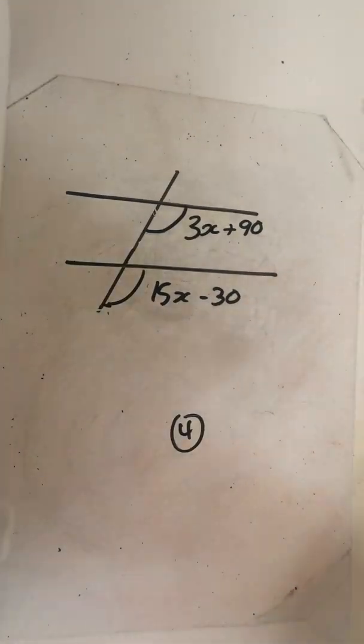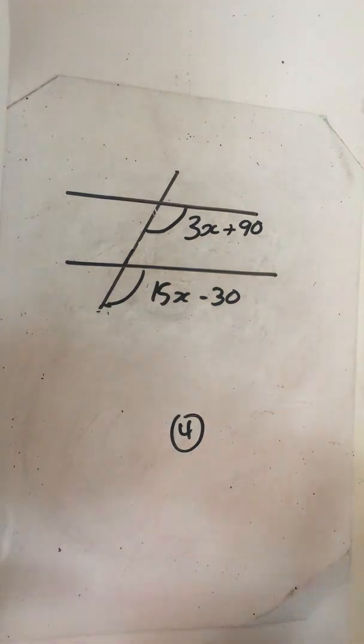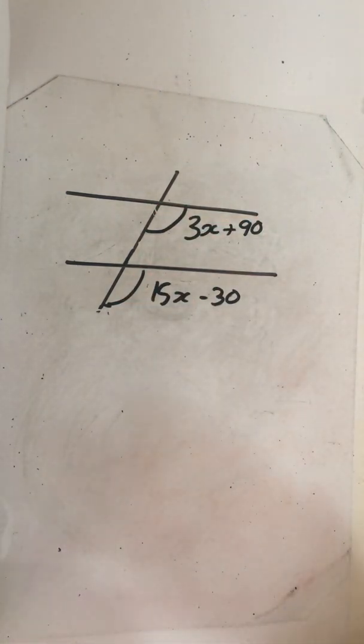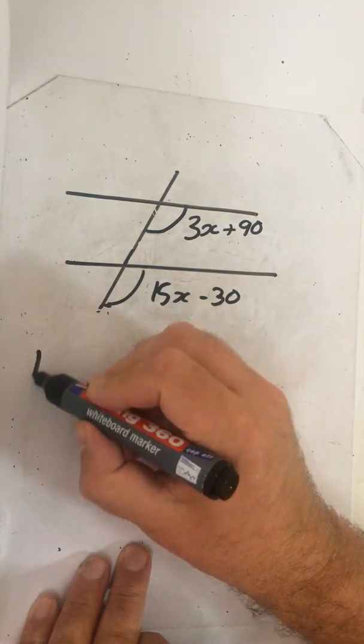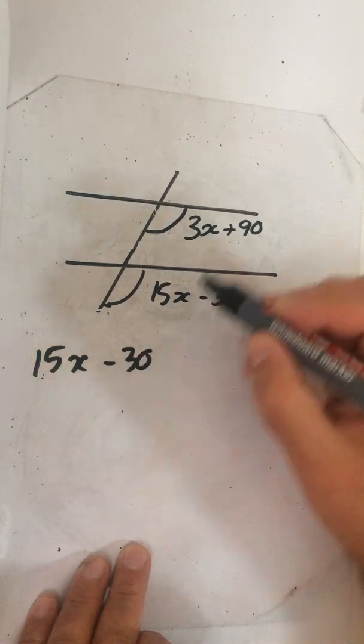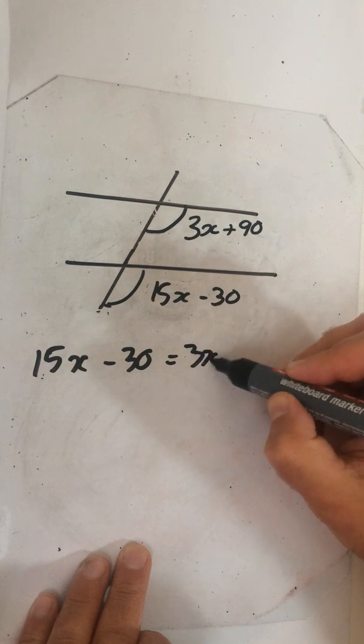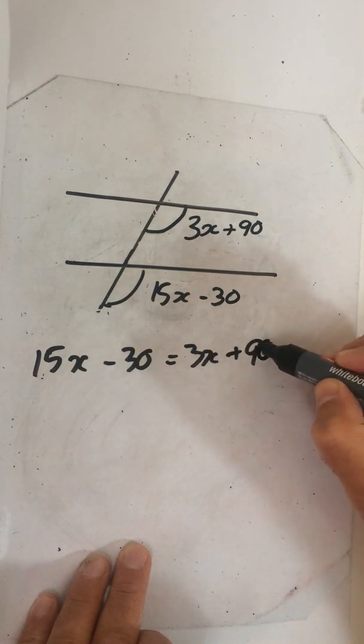Again we've got corresponding angles, haven't we? Corresponding angles are the same. So this angle and this angle are going to be the same. Now straight away I can see this is my bigger number, 15x is bigger than 3x. So it saves me swapping them around later. I'm going to put straight away 15x minus 30. So I know that this angle is equal to 3x plus 90, isn't it?